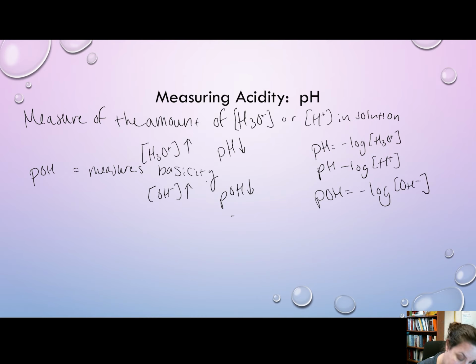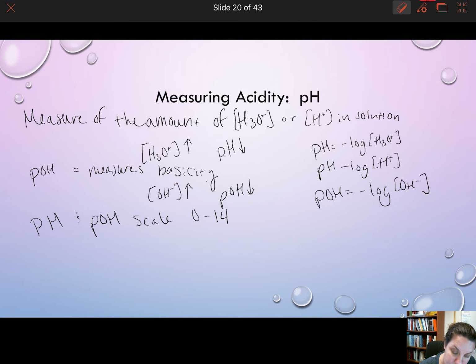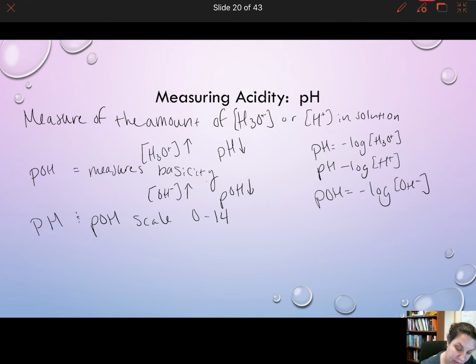Okay, the pH and pOH scale are generally between 0 and 14. So if you have a very, very basic base, you can get a pH that is greater than 14. Or a very, very acidic acid, we can get a pH lower than 0. So we're basically looking at how much of the substance we have.